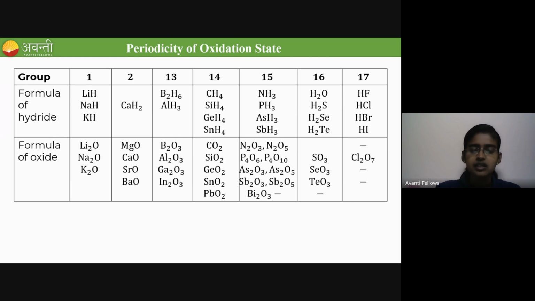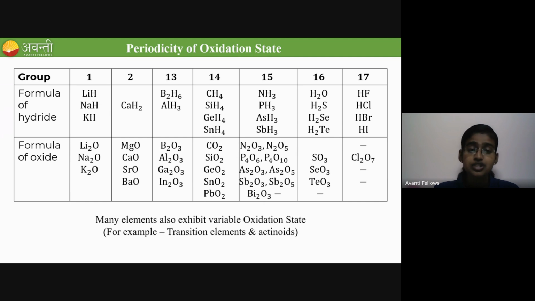Many elements show variable oxidation state, especially transition elements. Transition means all the D block and the F block elements. Actinoids come under F block. So these D block and F block elements show different oxidation states, whereas group 1, group 2, and group 13 till 17 exhibit only one oxidation state.